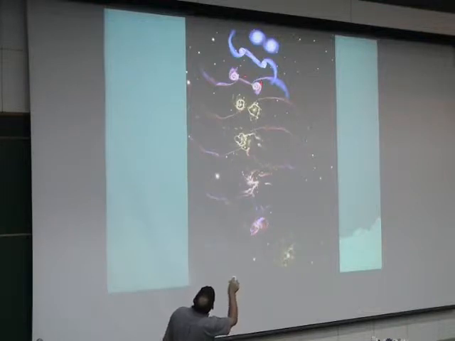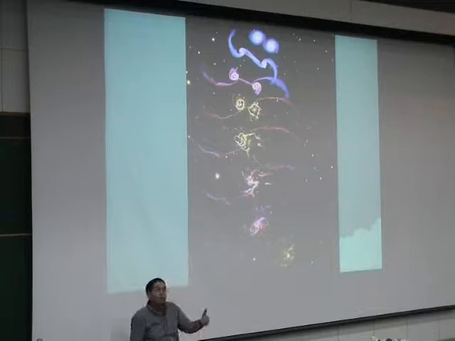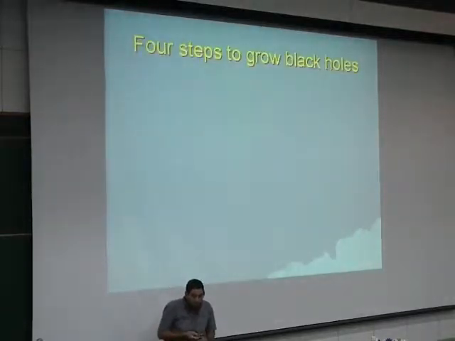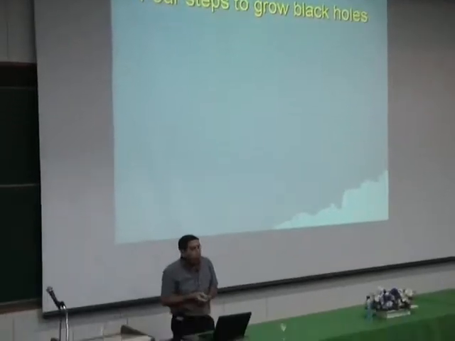Right now, one is here and one is there. But here, the two of them merge. This is the final process, and the entire process took here almost 2 billion years. Okay? So there are basically four steps to grow black holes, and that's the way we think about it now.